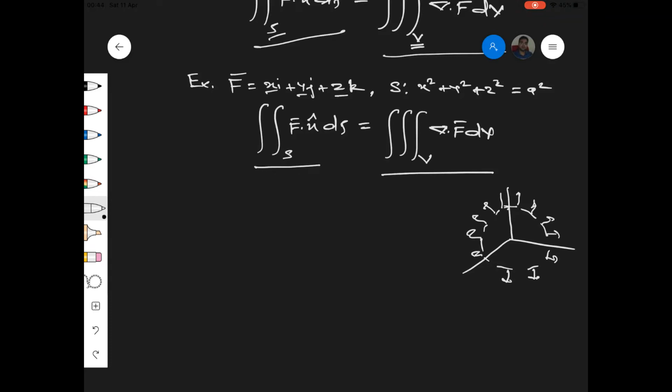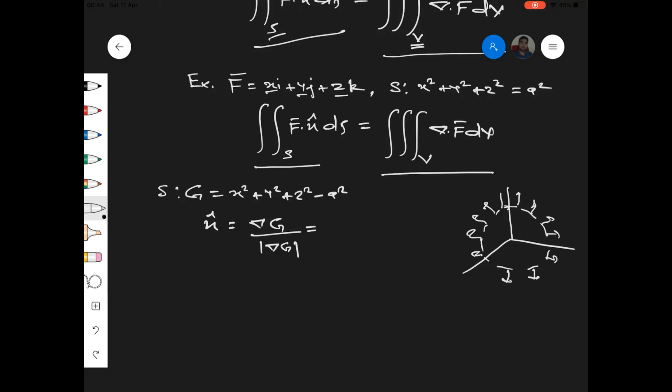So F is with us. For n cap, we can define the equation of our surface, which is already given: g equals x square plus y square plus z square minus a square. Now we can evaluate our unit outward normal on this surface S. This is going to be the gradient of g divided by its absolute value.